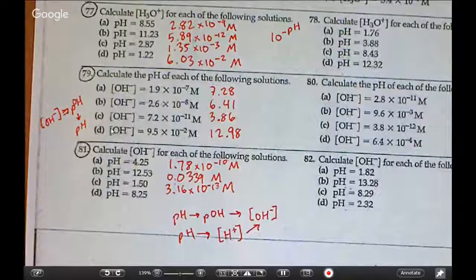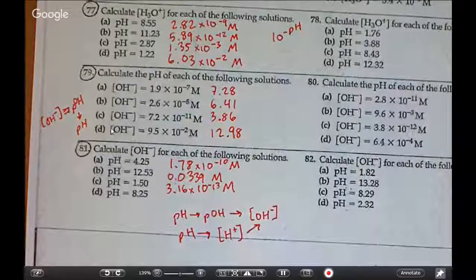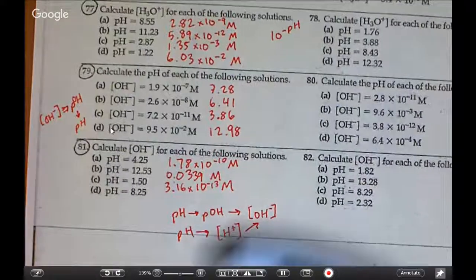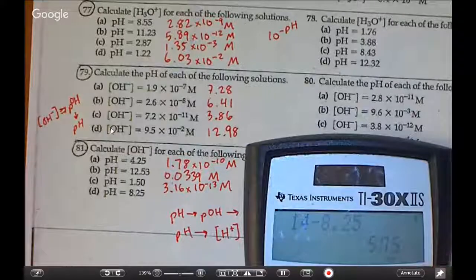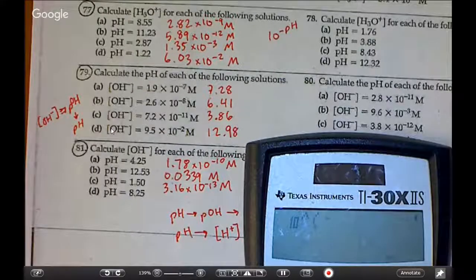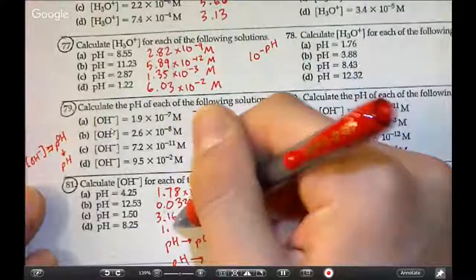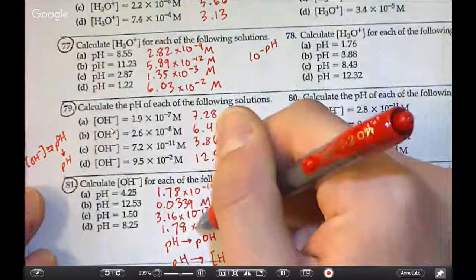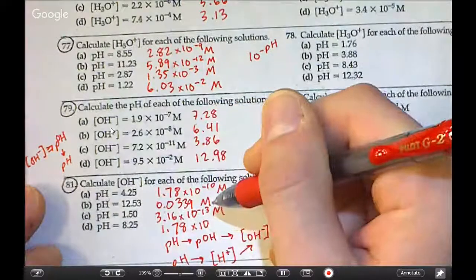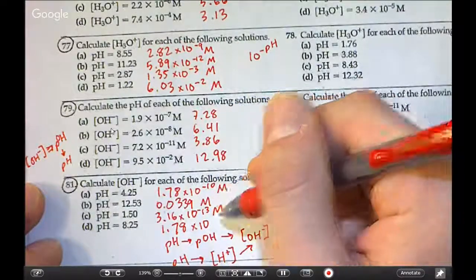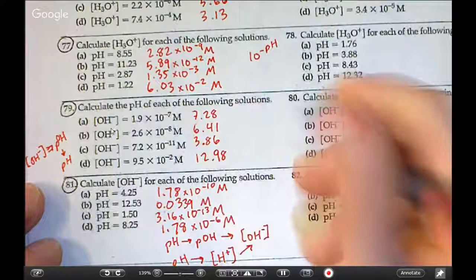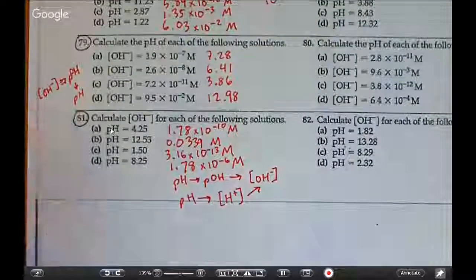And the very last one in D, 14 minus 8.25 gets you 5.75. And if we take the inverse log of the negative answer, we get 1.78 times 10 to the minus 6. So that's the answer that we get there.